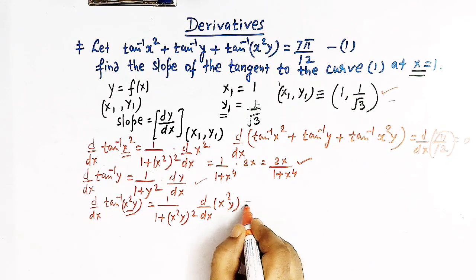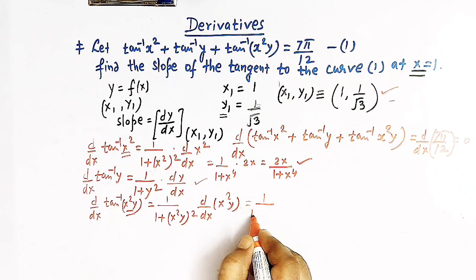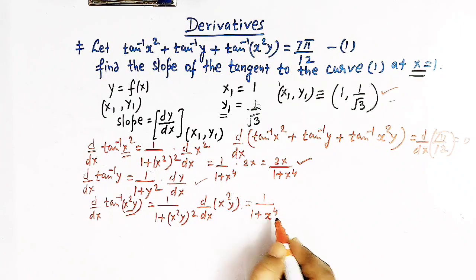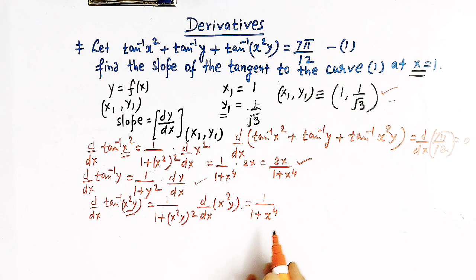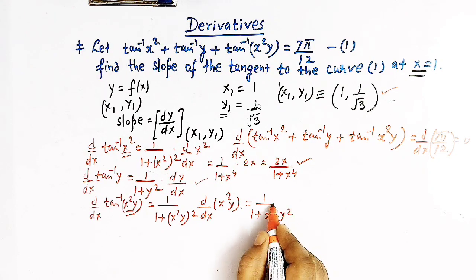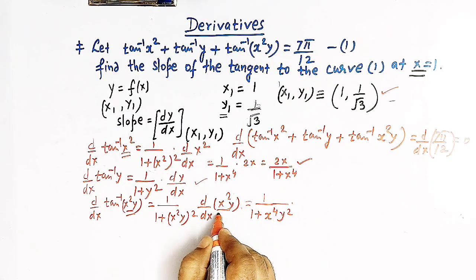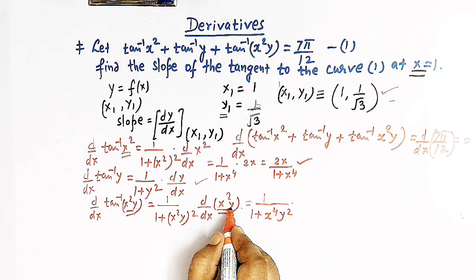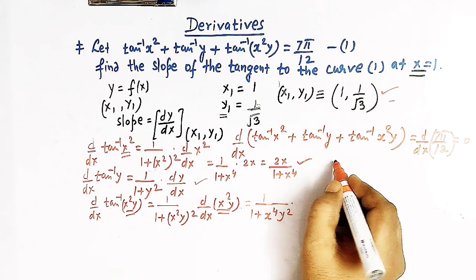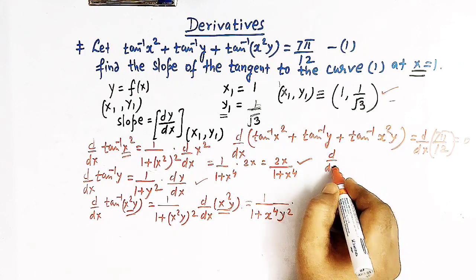So now we can write 1 over 1 plus x raised to 4. Here 2 times 2 is 4. Then we have simply y square. And to get the derivative of x square y, we have to make use of the product rule.